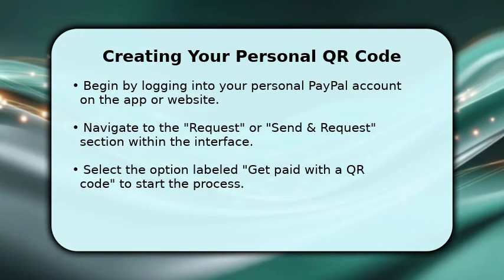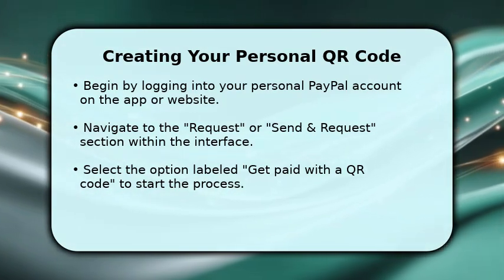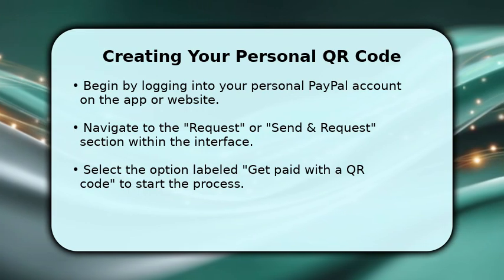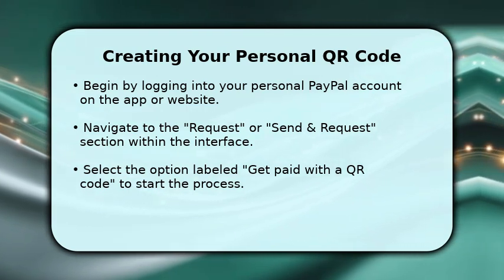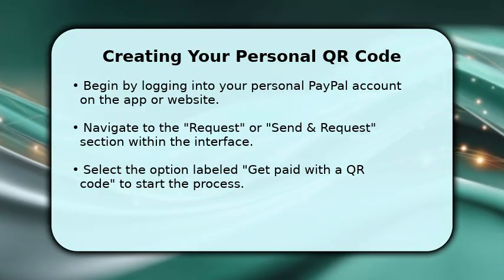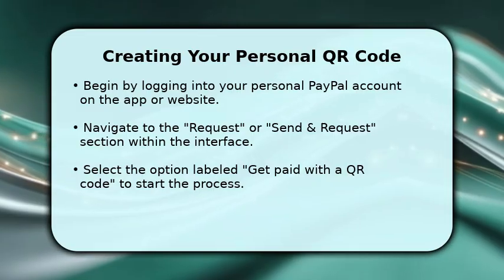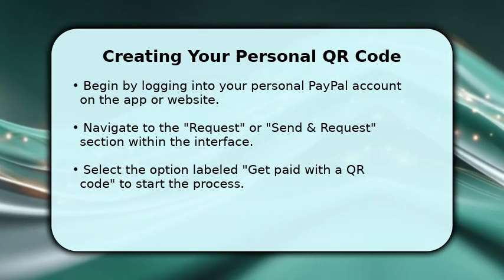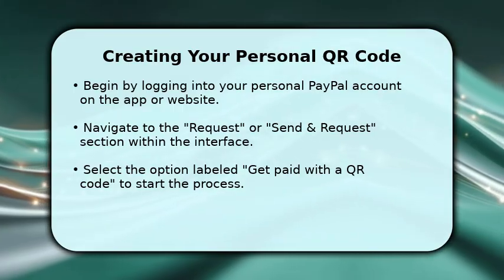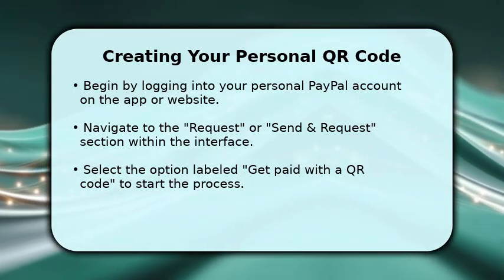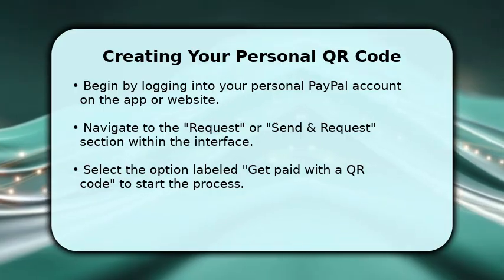And to create your personal QR code, first, open the PayPal app on your mobile device or visit the PayPal website and log in securely. Once inside your account, look for the Request or Send and Request tab. From there, you will find a clear option to get paid with a QR code. Tapping this will guide you to the next step in generating your unique payment identifier.